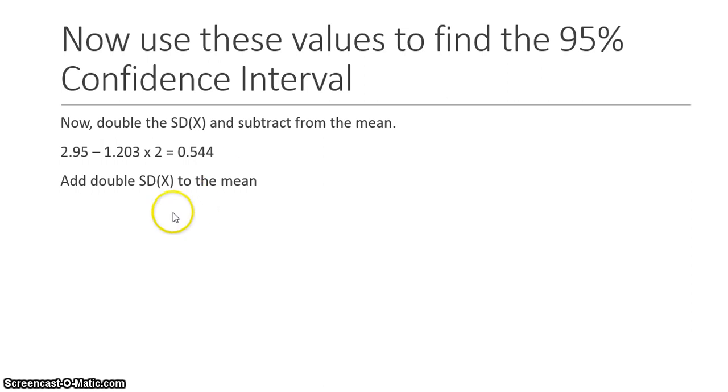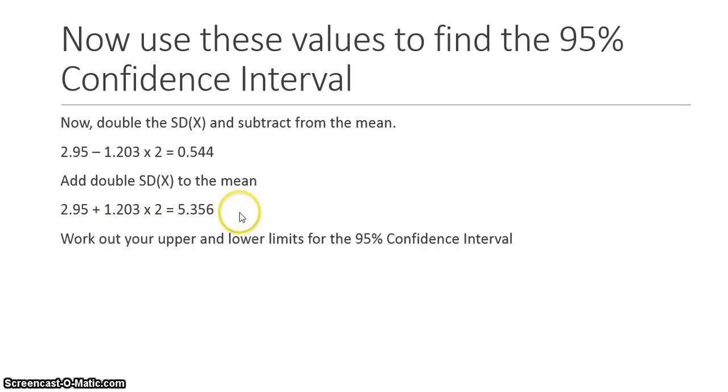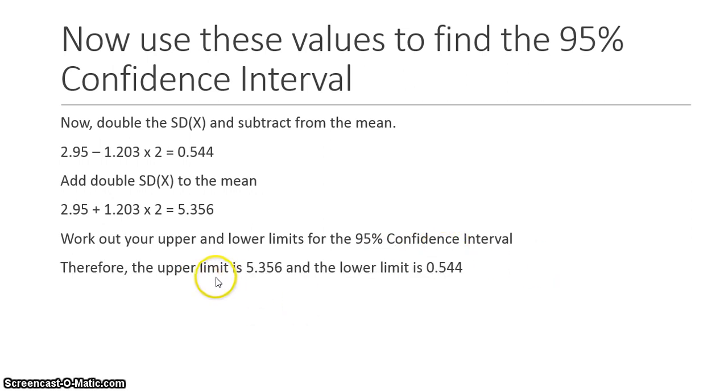I'm going to do the same thing, double the standard deviation and add it to the mean. So this time I've got 2.95, the mean, plus 2 times the standard deviation, which gives me 5.356. Now I'm going to use these values to work out the upper and lower limits for the 95% confidence interval. The upper limit of my 95% confidence interval is 2 standard deviations above the mean, so it's 5.356. The lower limit is 2 standard deviations below the mean, so that will be 0.544.